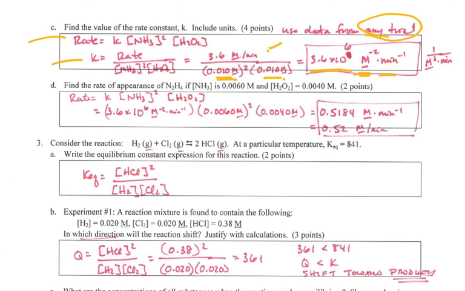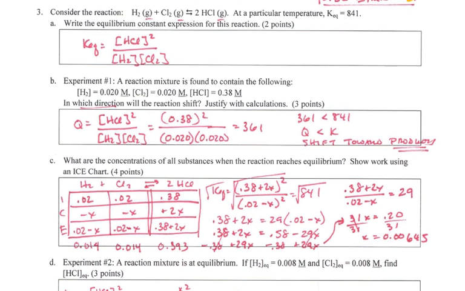Letter 4: what is the rate of disappearance of N2H4 if NH3 is a certain number and H2O2 is a certain number. So now we're just going back and using the rate law again, and we're just going to substitute in. We calculated our K, that goes in. Here's our concentration squared, and here's our other concentration. Just substitute in and evaluate, and I got 0.52 moles per liter per minute as my answer.